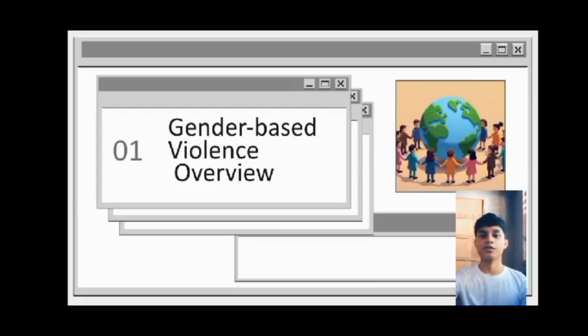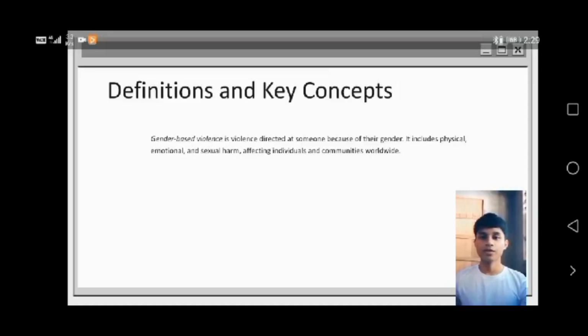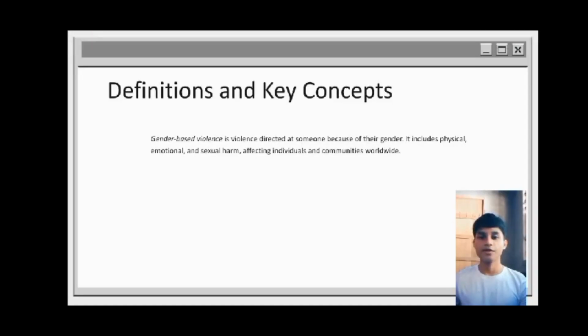Gender-based violence overview. Definition: a key concept. Gender-based violence is violence directed at someone because of their gender. So, gender-based violence is like hurting someone because of their gender. It includes physical and emotional harm and affects individuals worldwide. So, it includes physical, emotional, and social harm.